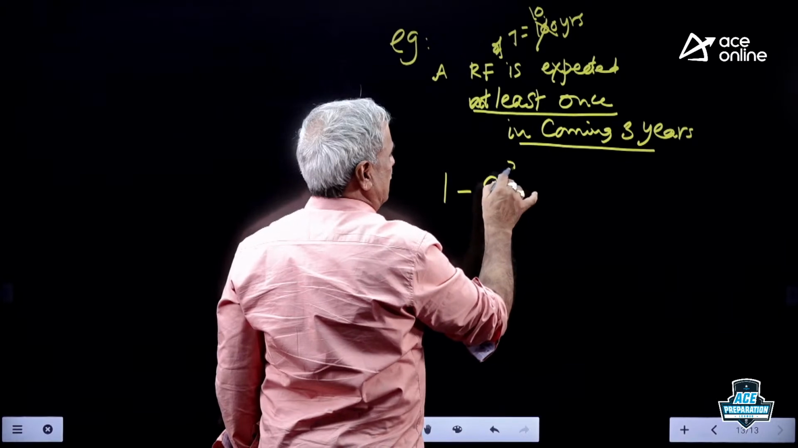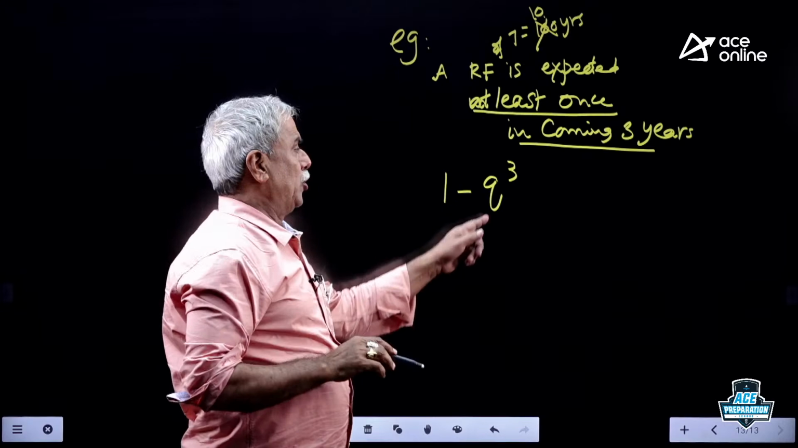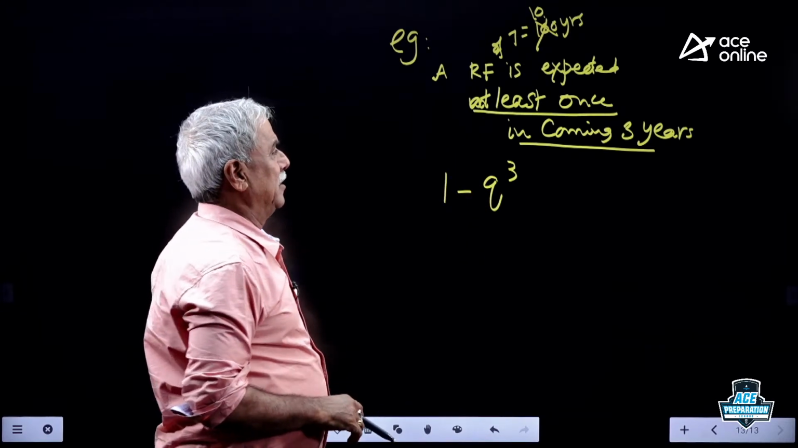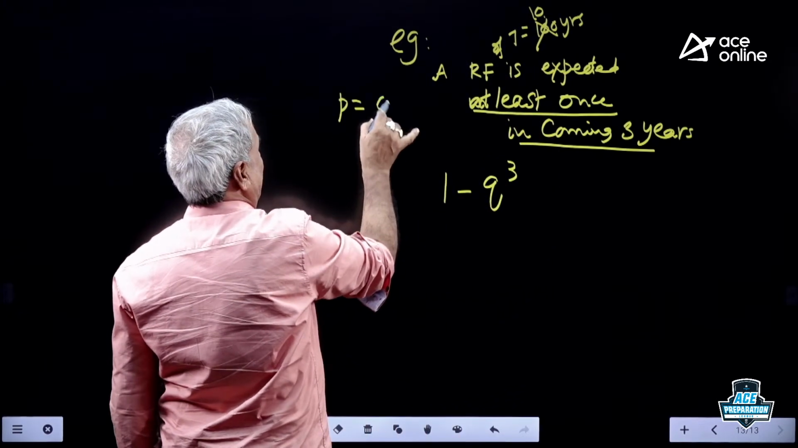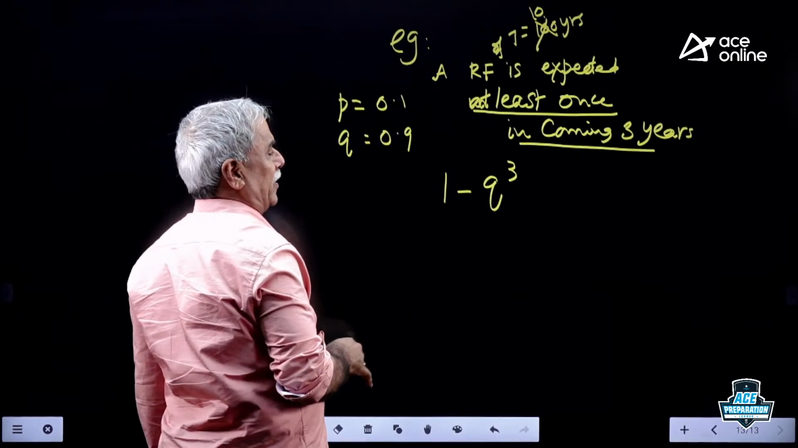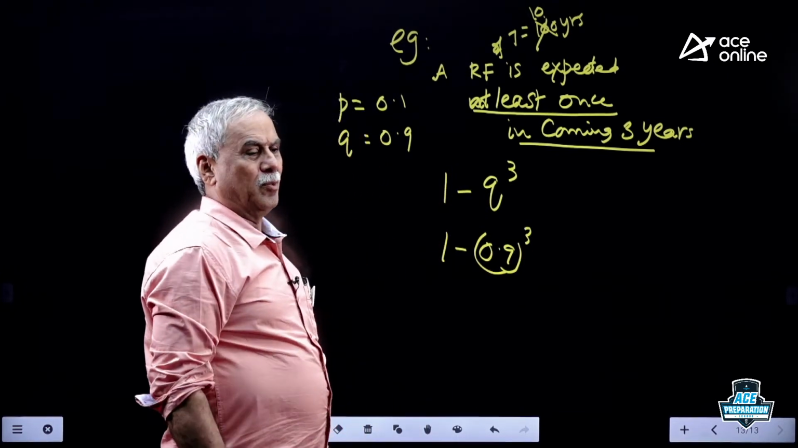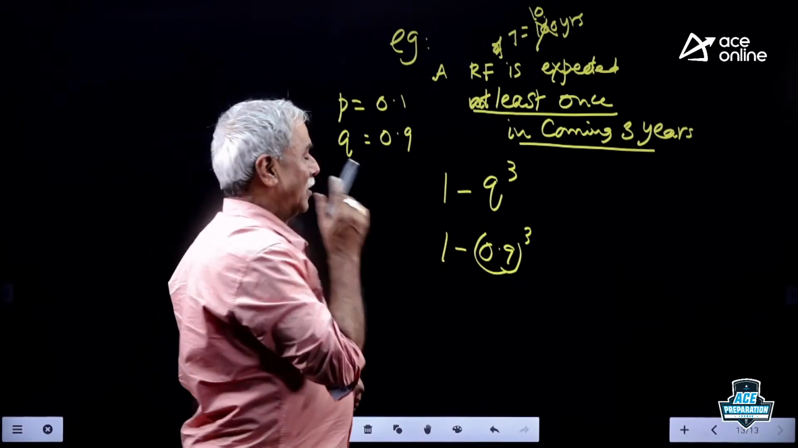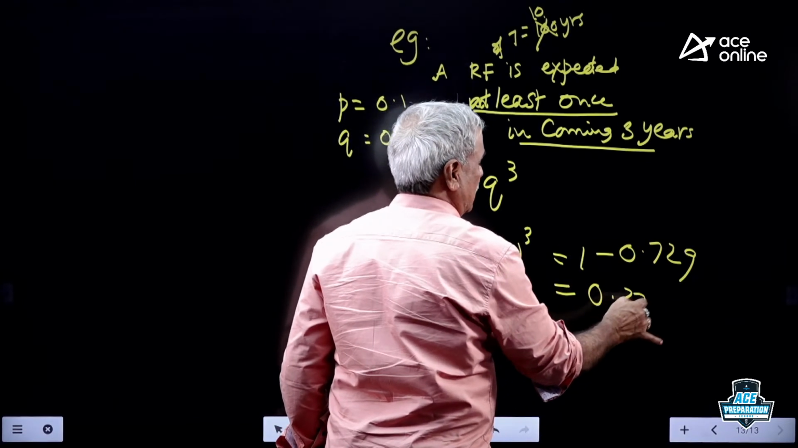Directly, at least once. Not even once in the coming 3 years is q power 3. At least once, 1 minus q power 3 is the answer. But you should get q. What is the return period T? T is 10 years, so P is 1 by 10. So q will be 1 minus P, that is 1 minus 0.1, 0.9. 1 minus 0.9 to the power of 3. 0.9 into 0.9 is 0.81, into 0.9 is 0.729. 1 minus 0.729, you will get 0.271.